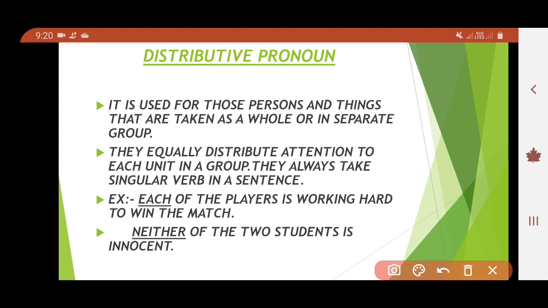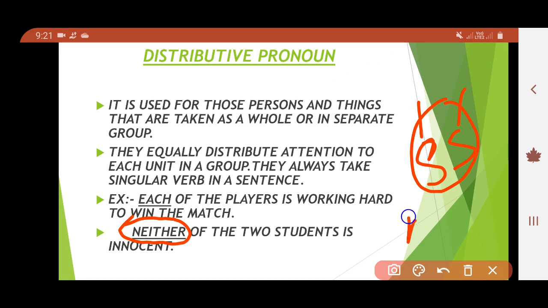Okay, now next example: neither of the two students is innocent. That means what? Here the distributive pronoun neither is used to say that the two students are not innocent. It is talking about two students, and from these students, none of the students is innocent. That means both are not innocent.